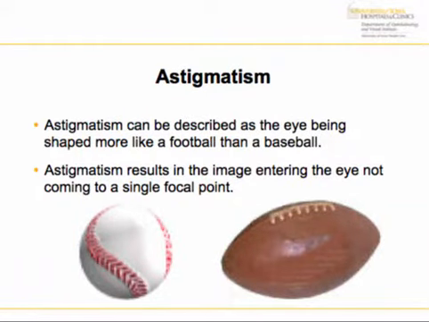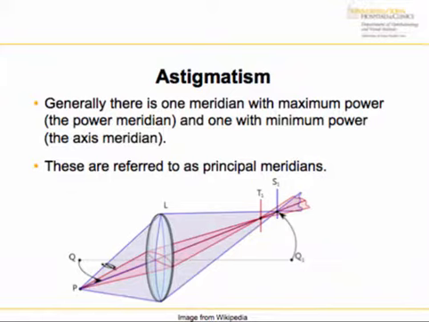Astigmatism can be described as the eye being shaped more like a football than a baseball. Astigmatism causes the light rays entering the eye to not come to a single focal point, as with simple myopia or simple hyperopia. In this case, there are two focal points corresponding to the two different focal powers of the eye. With astigmatism, there is one meridian with maximum power, known as the power meridian, and one with minimum power, known as the axis meridian. These two meridians are referred to as the principal meridians.